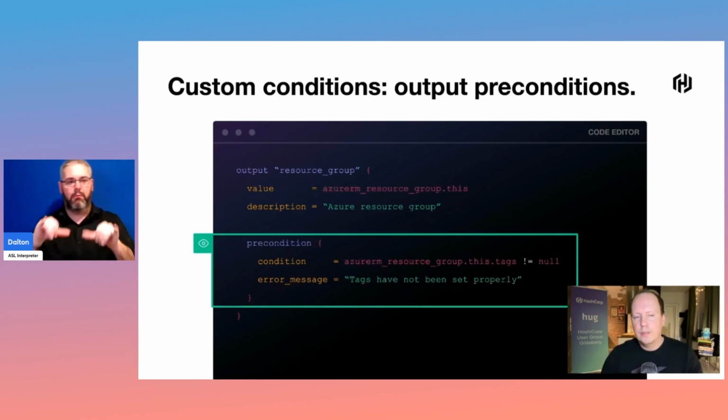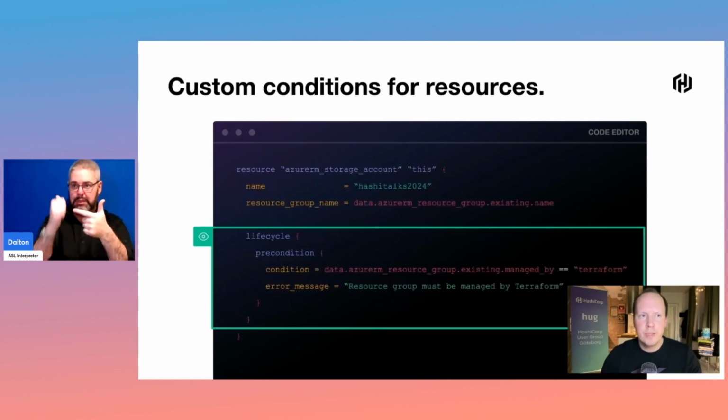We can include precondition blocks for our output values. So this allows us to put up guarantees for what the output value will fulfill if all the preconditions pass, basically. We can have custom conditions when it comes to resources, and this allows us to hook into the life cycle of a resource. So we can have conditions that are checked before a resource is created, or we can have conditions that are checked after a resource is created. This is also true for data sources.